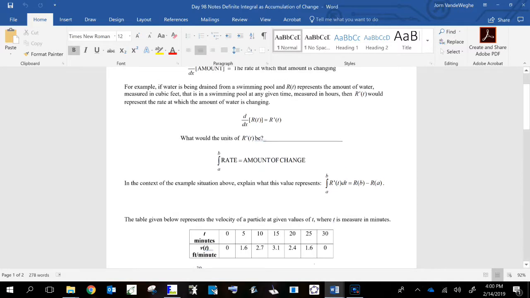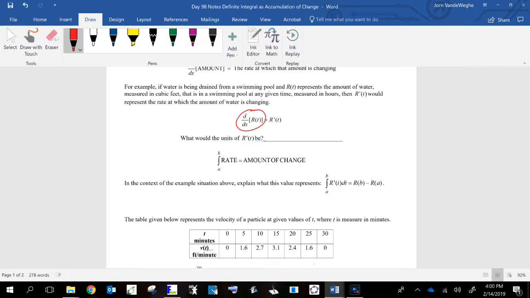So if we take the derivative of R of t, then we get R prime of t. What would the units be of R prime of t? Well, remember that R prime is like the slope of the tangent line. So it's the change in y over the change in x. Okay, and y here is cubic feet.